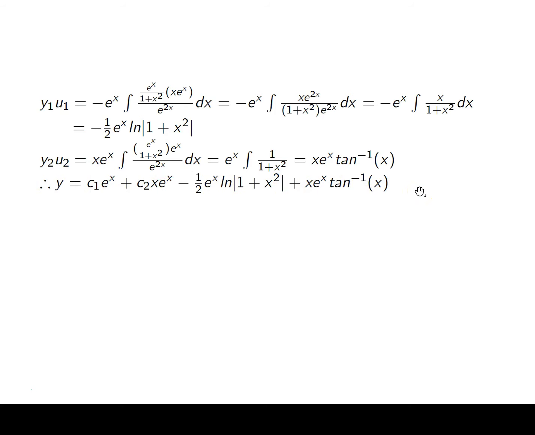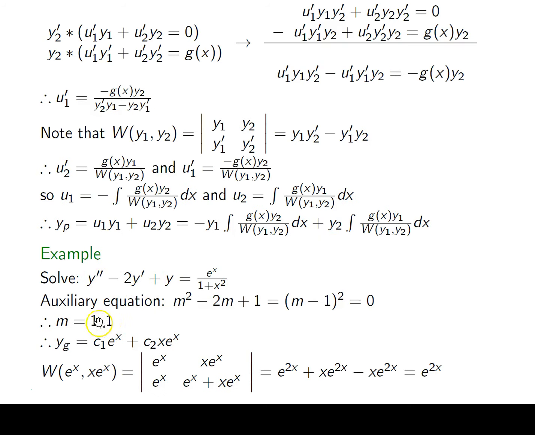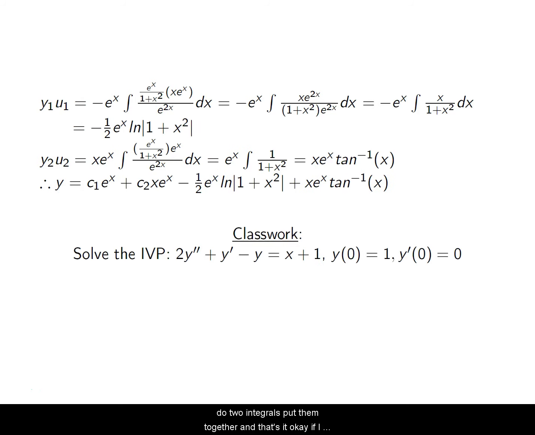It was a lot more work to derive the formulas than to actually solve. If we started here, I solve the auxiliary equation. I take the Wronskian of the independent solutions that are in the general solution, and then I just plug all that into my formulas, and I do two integrals. I put them together, and that's it. If I had initial conditions, I would apply them to my final y.